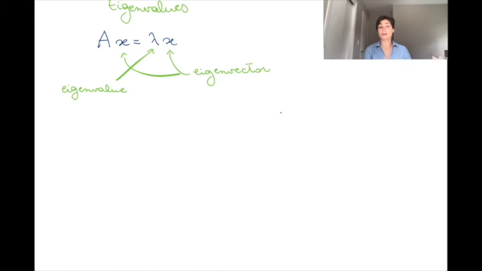So A is a square matrix, X is a vector, and we want to solve the problem AX equals lambda X. This is called an eigenvalue problem, and lambda is an eigenvalue. We know that eigenvectors and eigenvalues are, in a certain sense, a property of the matrix A. So if we change the matrix A, we're changing the eigenvalues and the eigenvectors.